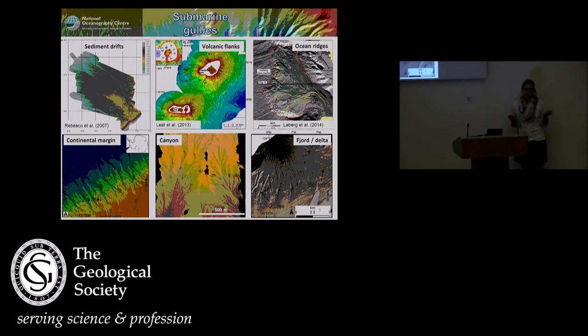So we find a huge range of different gullies in a huge range of different environments across all latitudes and at a huge range of different water depths. For example, we find them on the flanks of sediment drifts in water depths of about 3,000 metres. We find them on the flanks of volcanic islands and craters, at mid-ocean ridges. We also find them on continental margins at a whole range of different latitudes, in deep sea submarine canyons, and also in very, very shallow water environments, so in fjords and deltaic environments.